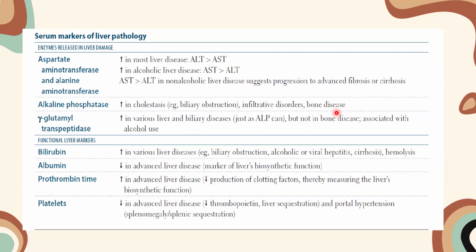So let's say you see an elevated level of ALP, and you're not sure if this is because there's something wrong with the liver, or something wrong with the bone. In that case, you're going to check the level of gamma-glutamyl transpeptidase. If this is also elevated, then this means there's something wrong with the liver. It's a hepatobiliary pathology. But if this is normal, this means it's a bone disease. So this helps you differentiate.